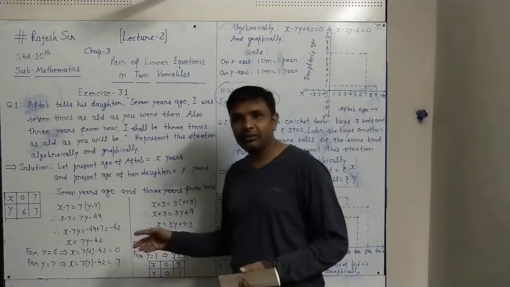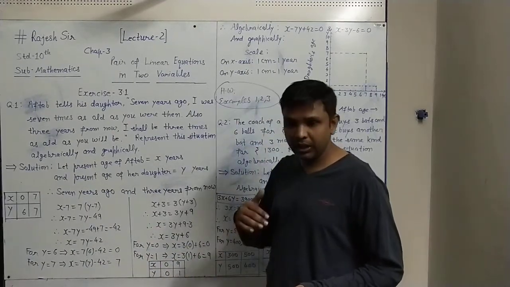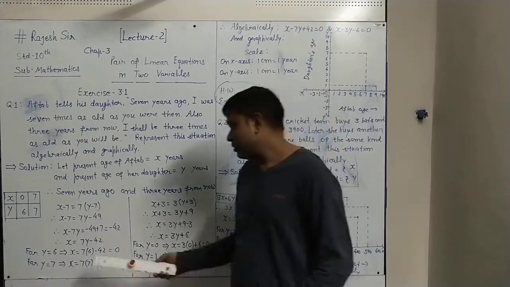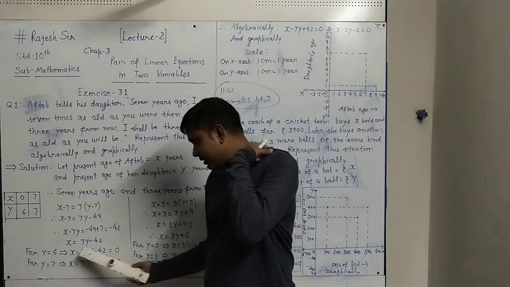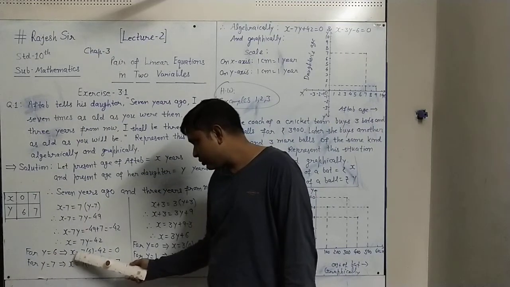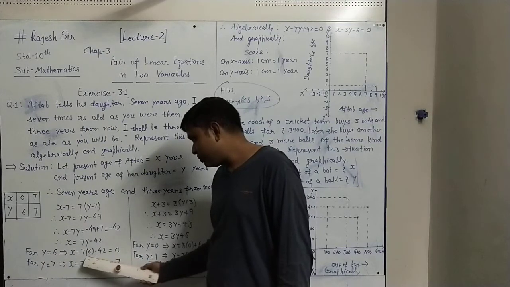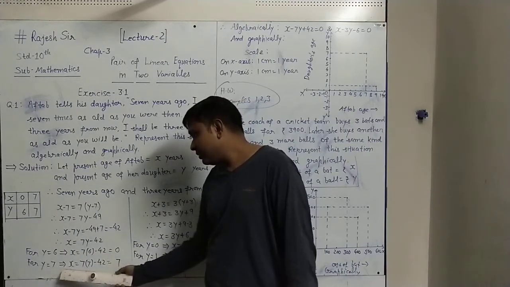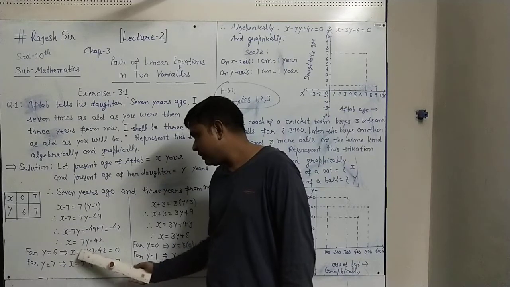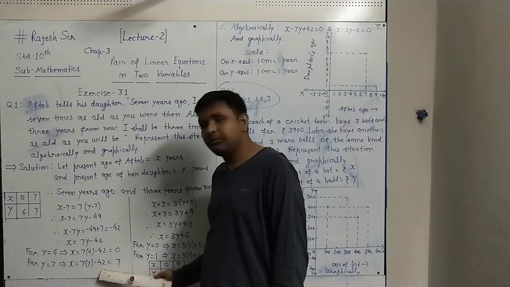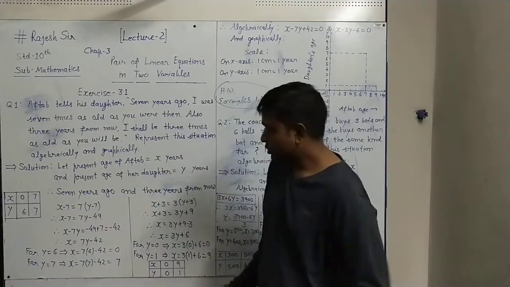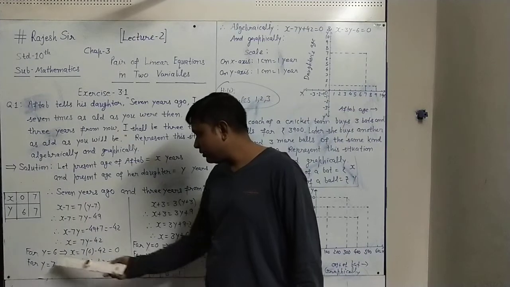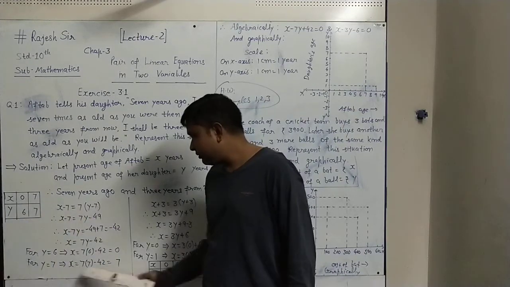Now two pairs of x and y values we will get to represent it in graphical form. We need pairs of points. So first, if we place y equal to 6 here, x equal to 7 into 6 minus 42. 7 sixes are 42, minus 42 equal to 0. For y equal to 7, here you place x equal to 7 into 7 minus 42. 7 sevens are 49, minus 42 is 7. So the two pairs of x and y in this equation we have: when x equal to 0, y equal to 6. When x equal to 7, y equal to 7.